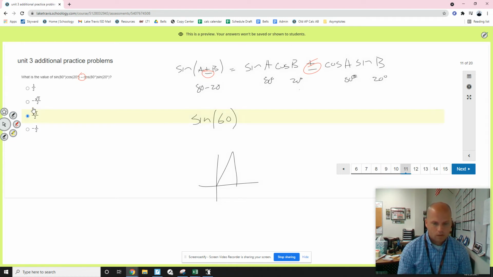Okay? You don't have a calculator to do this. You can't just type stuff in. You use your formula to help lead you in the right direction.